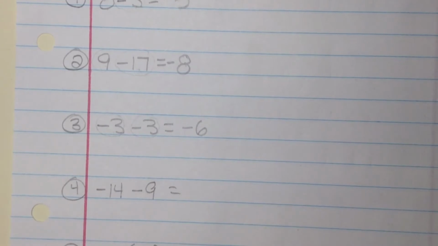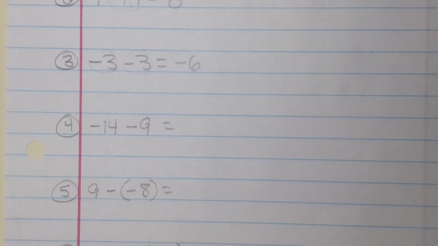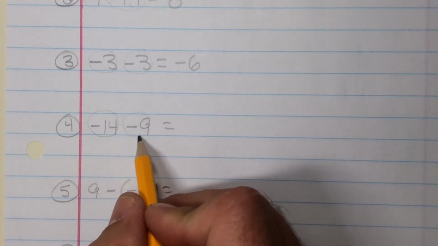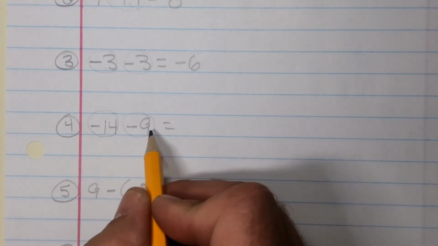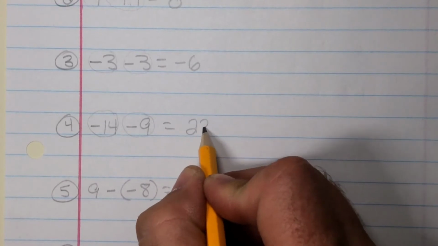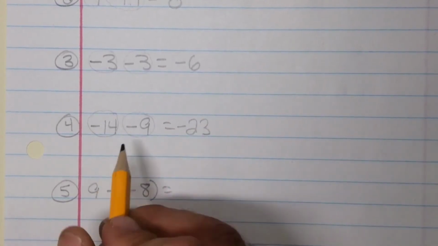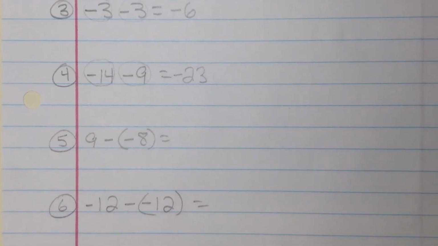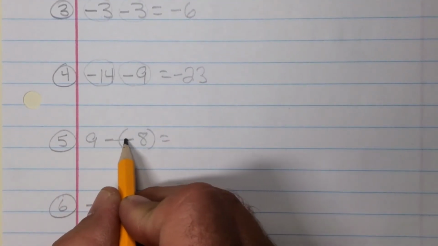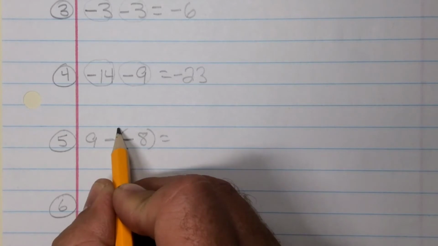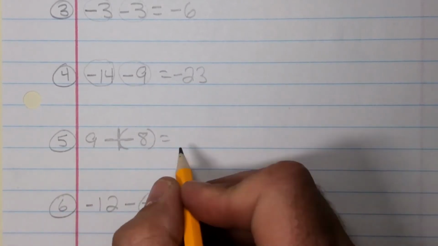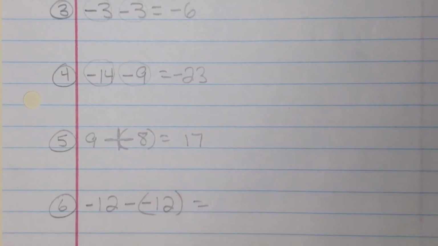Remember, same sign, add and keep, different sign, subtract. Here's another same sign. I have two negatives. 14 and 9 is 23, and I keep it negative. Same sign, add and keep. Number 5, I take these two minuses and make it into a big plus, and the problem just became 9 plus 8, which is 17.